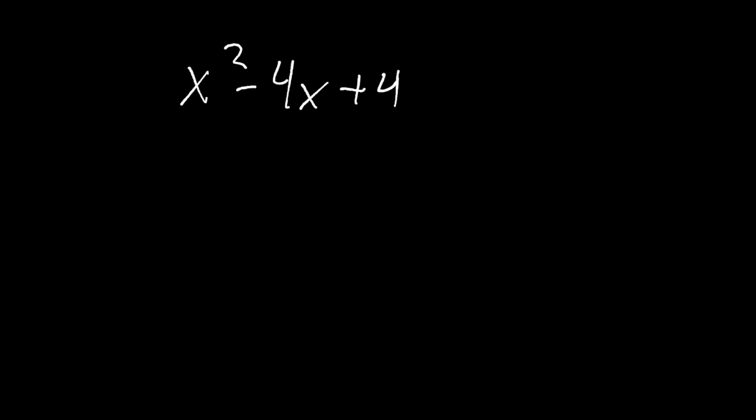Okay, is this a perfect square trinomial? The first term, x squared, is a perfect square. It's x times x. The last term, the constant, 4, is a perfect square. It is 2 times 2. And then lastly, is the middle term cut in half and squared the same as this?